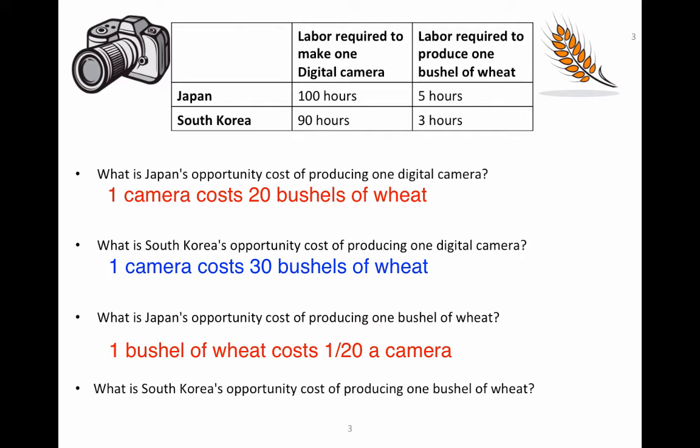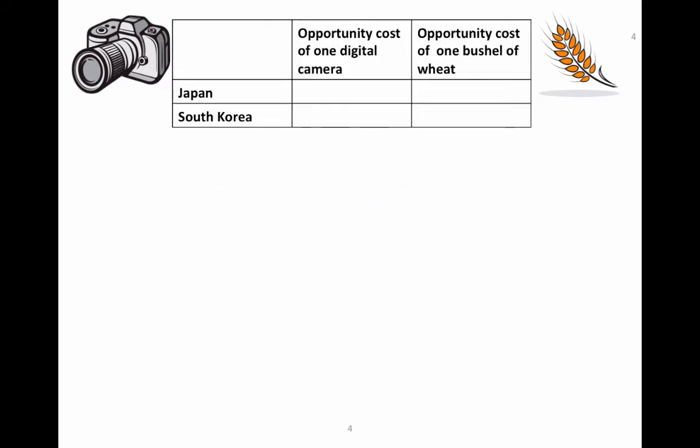In South Korea, 1 bushel of wheat takes 3 hours. Those 3 hours could be used to produce 1/30th of a digital camera. In South Korea, the opportunity cost of 1 bushel of wheat is 1/30th of a camera. Let's fill in this table.